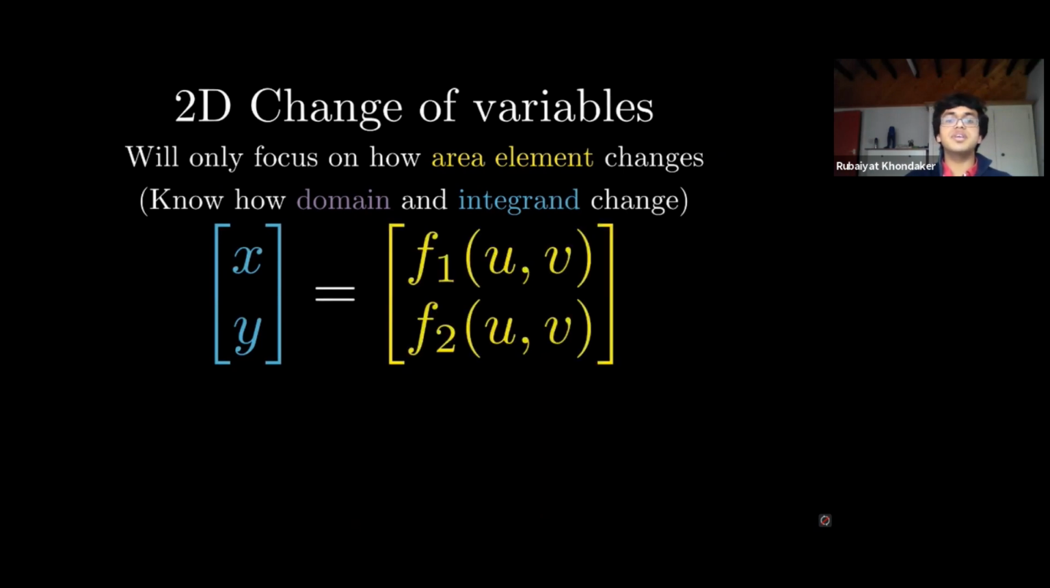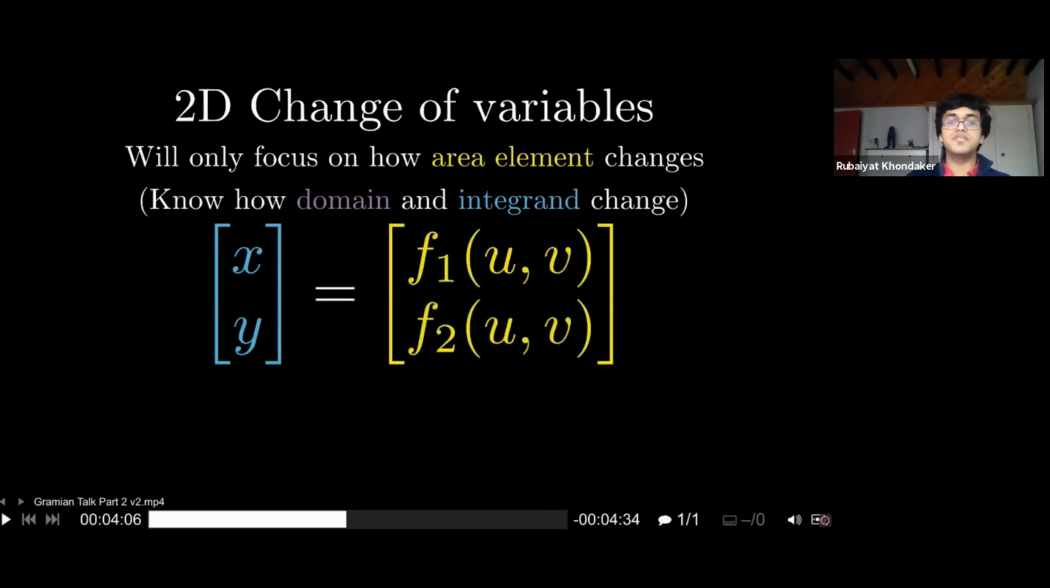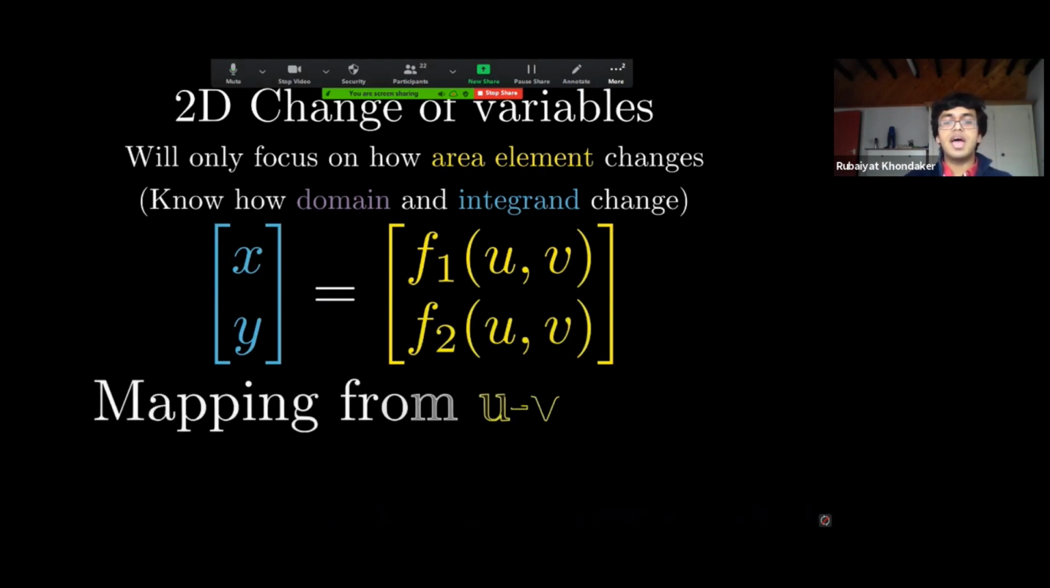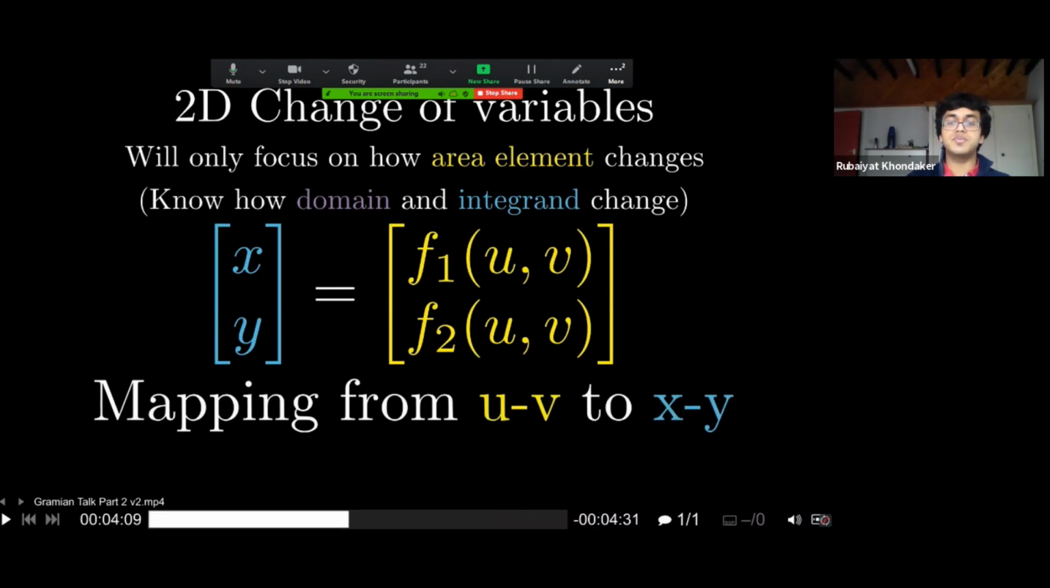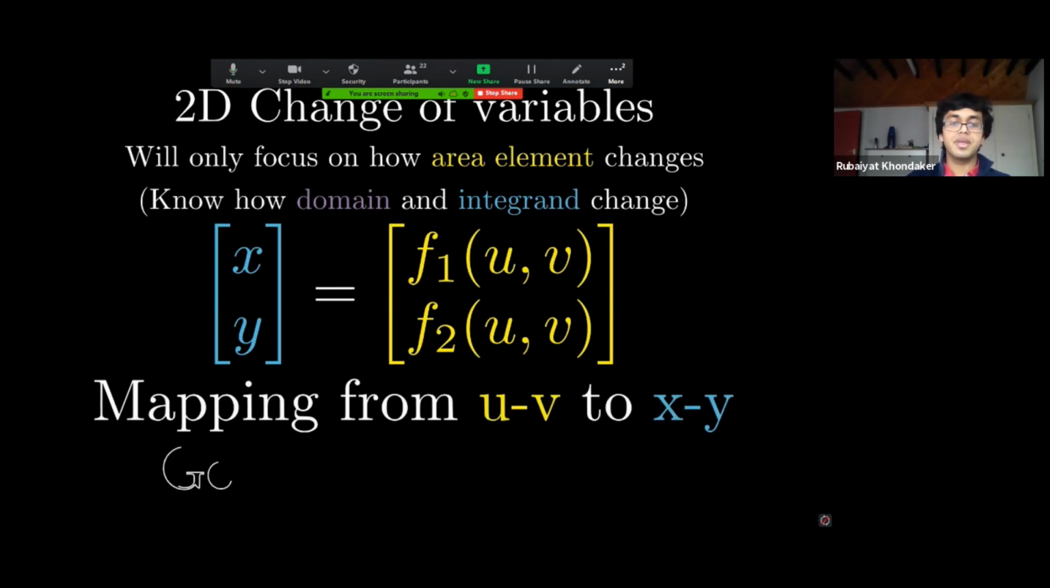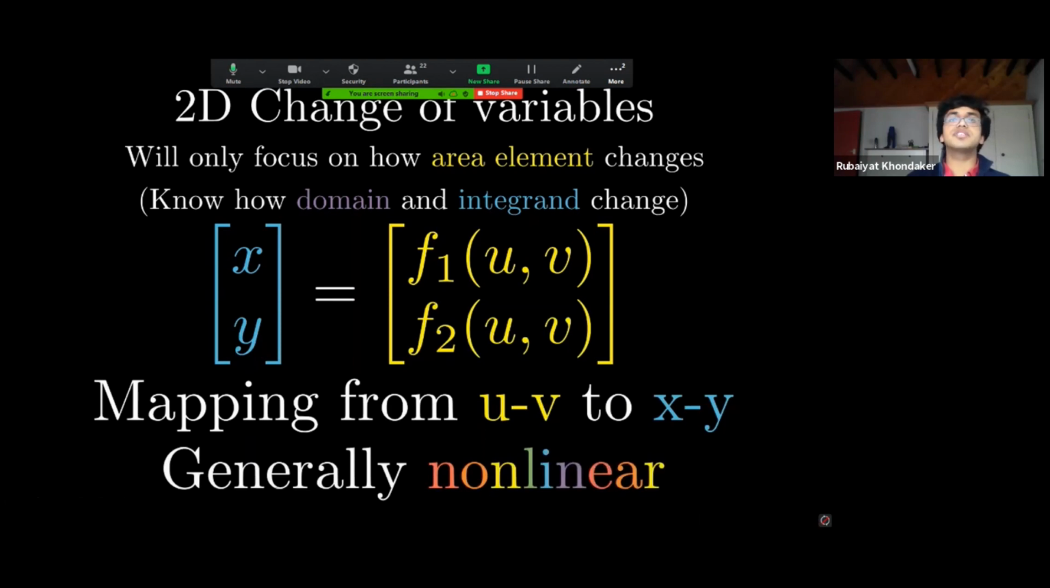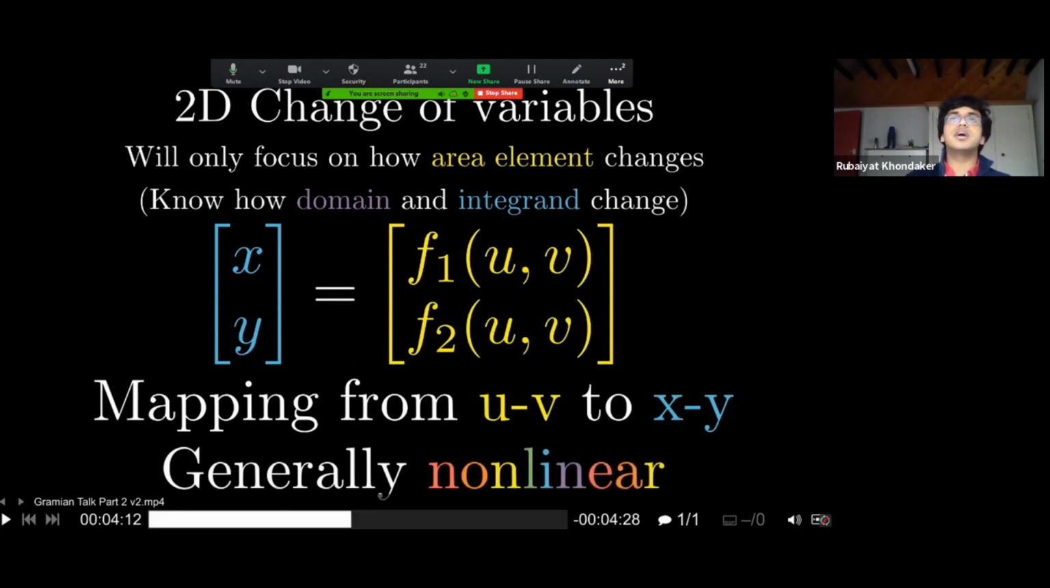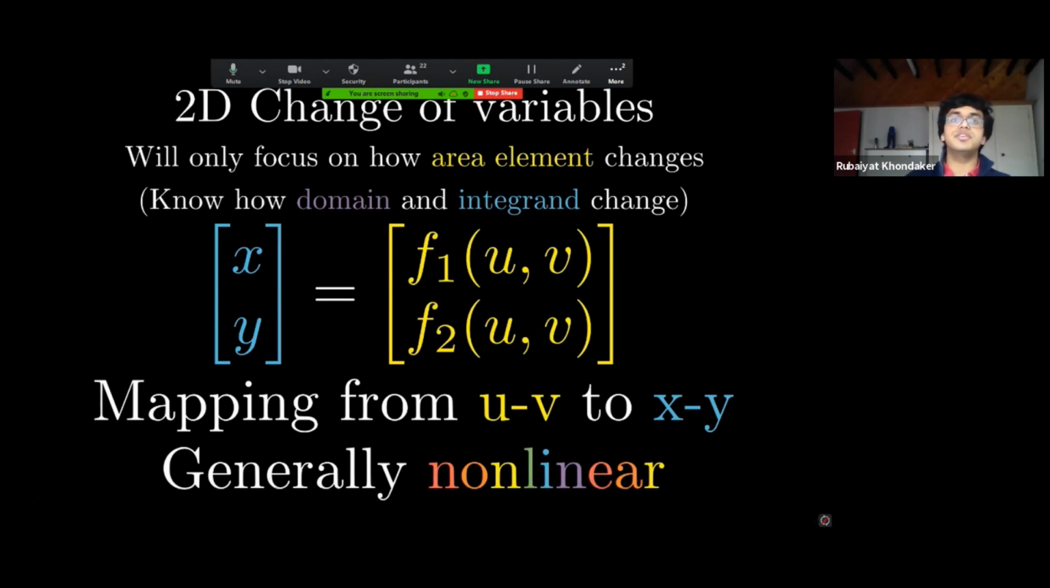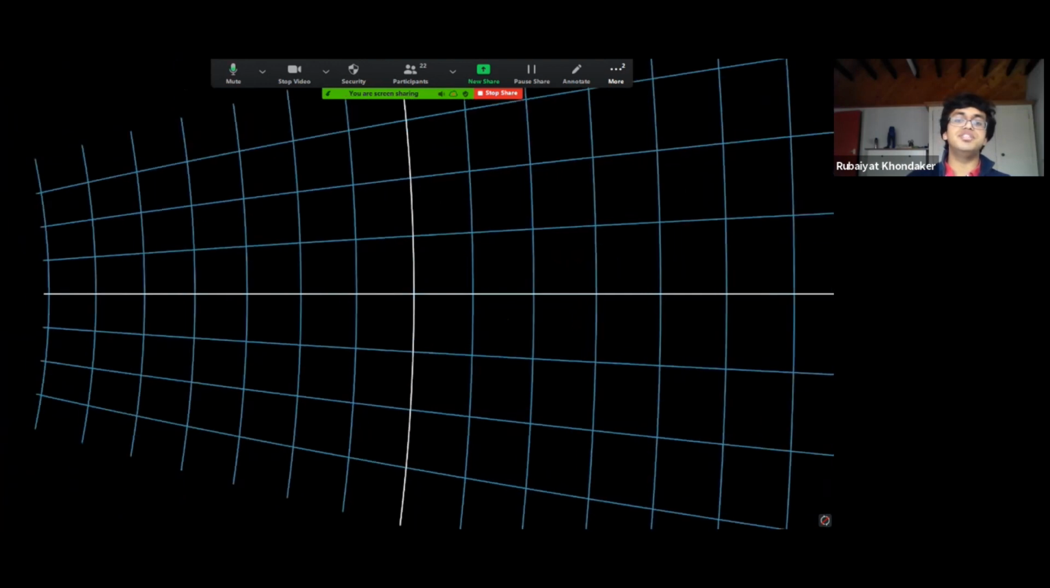So we write x, y as functions f1 of u, v, f2 of u, v. And again, we're thinking of this as a mapping from uv to xy. And it's generally nonlinear. Like, for example, if you write x, y as r cosine theta, r sine theta, that's a nonlinear transformation. And there's all sorts of different nonlinear transformations you can do to the plane.